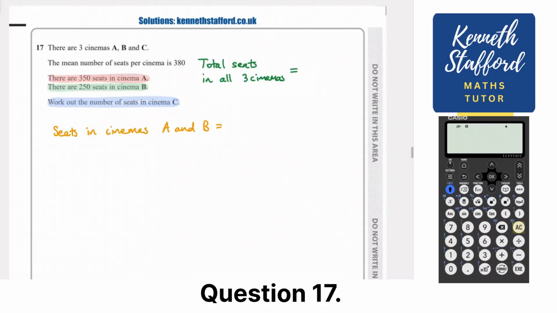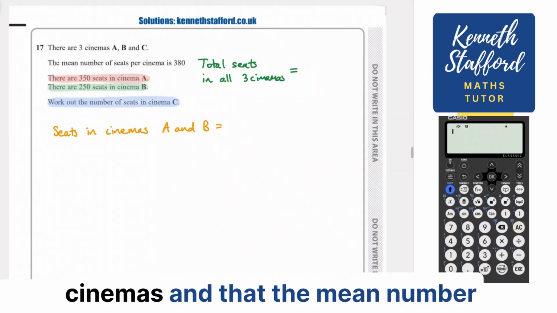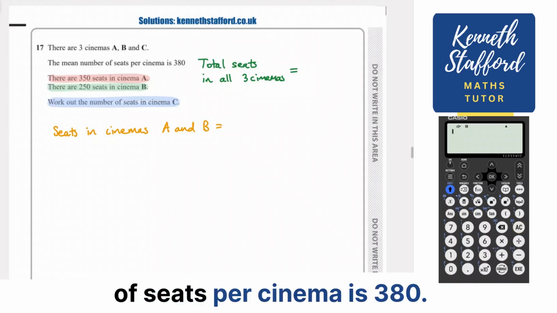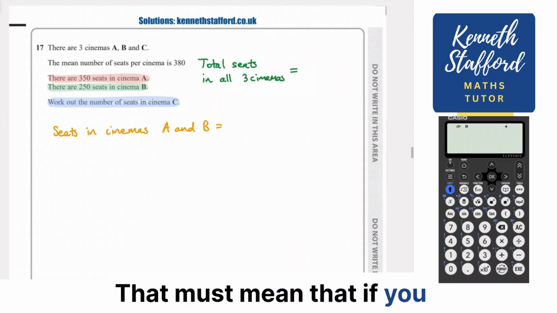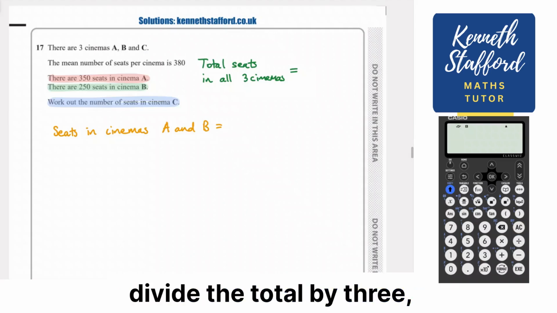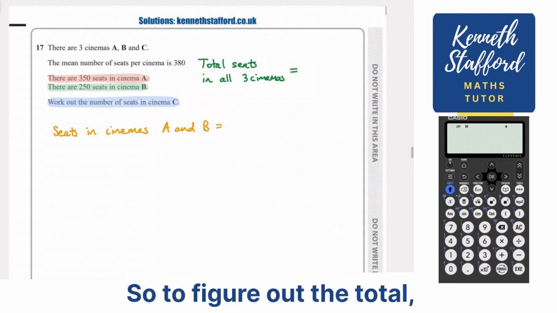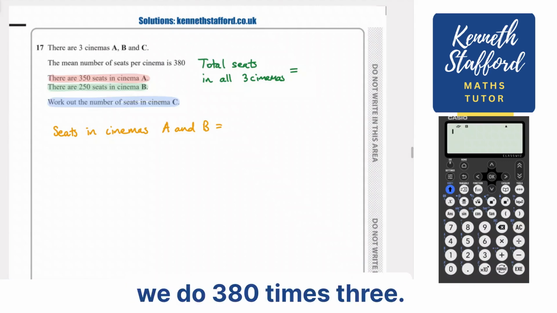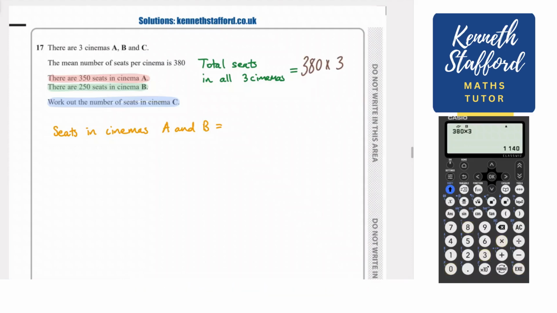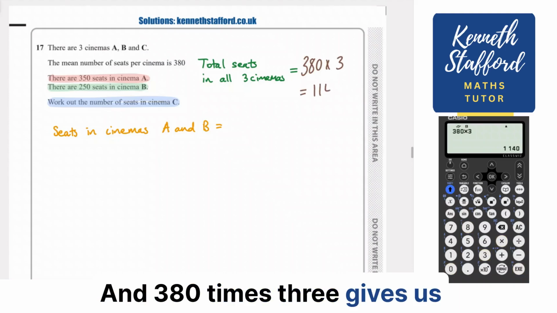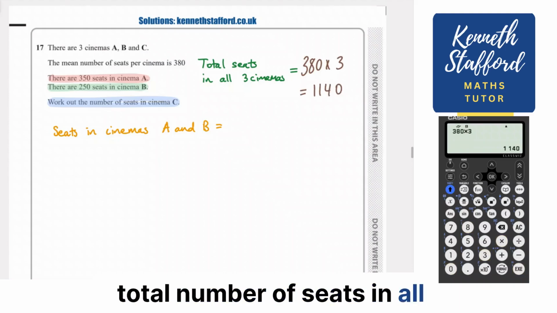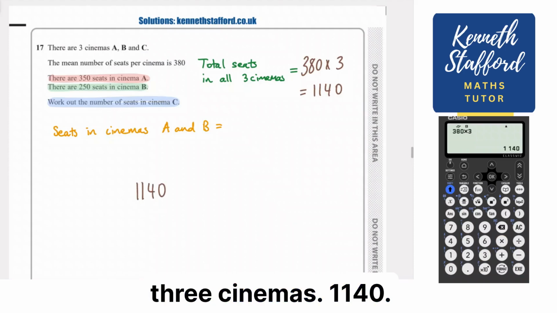Question 17, we're told there are 3 cinemas and that the mean number of seats per cinema is 380. That must mean that if you divide the total by 3, you get 380. So to figure out the total, we do 380 times 3. And 380 times 3 gives us total number of seats in all 3 cinemas of 1,140.